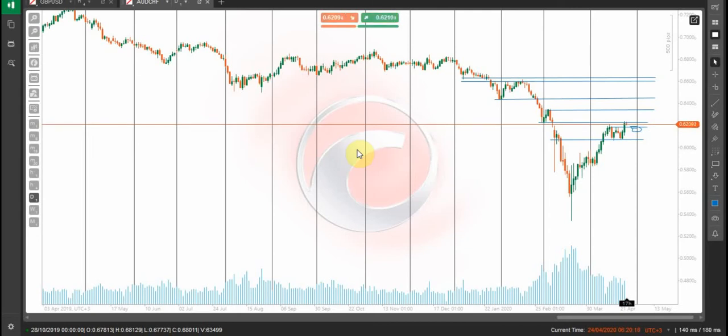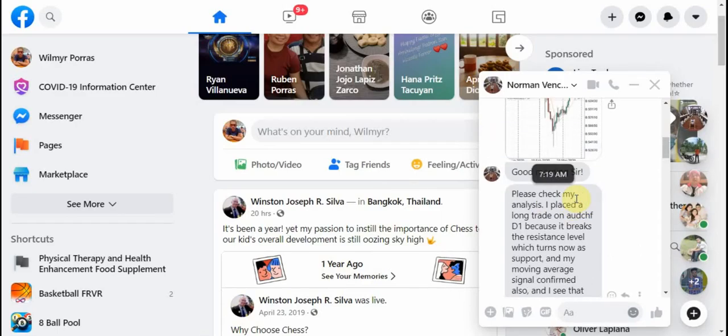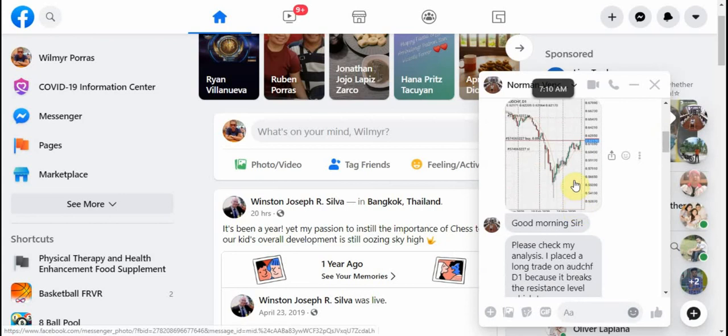If we are going to analyze this pair right now, I'm going to help you find the best spot to trade this pair like a sniper. But before that, I'm going to let you see that one of my students posted me a chart and requested me to analyze his entry. He doesn't want to disclose his name, so I'll just call him Handsome Guy.